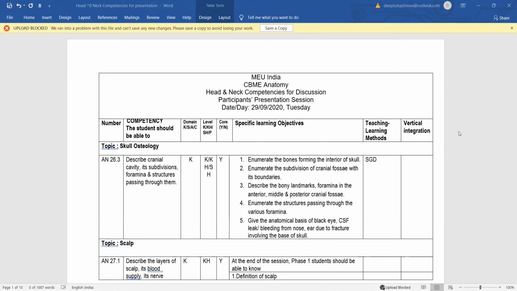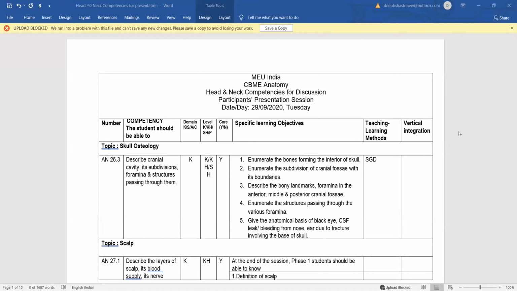Ma'am, in the layers of scalp, we can cover the clinical significance, the black eye part. Yes, ma'am. We can cover in scalp. But in cranial cavity, is it relevant, ma'am? This anatomical basis of black eye. Yeah, it is relevant, but only at one place we can cover that part. So in relation to the scalp layers, we can cover, I think. Yes, ma'am. So maybe we could drop that. Even I thought that in scalp we can include that.